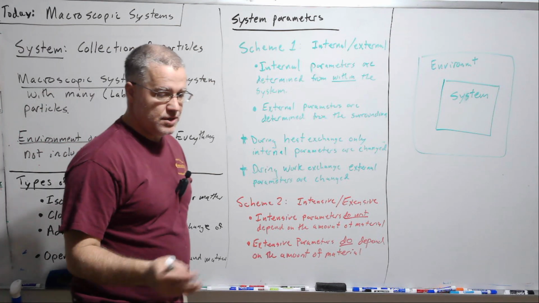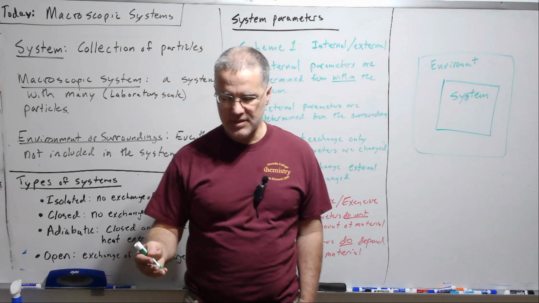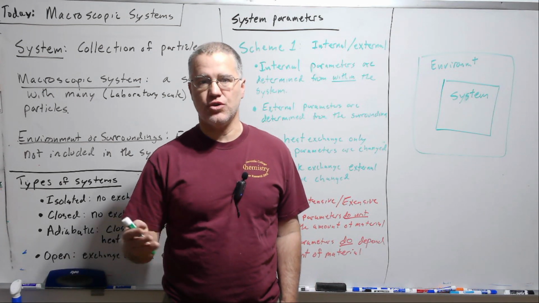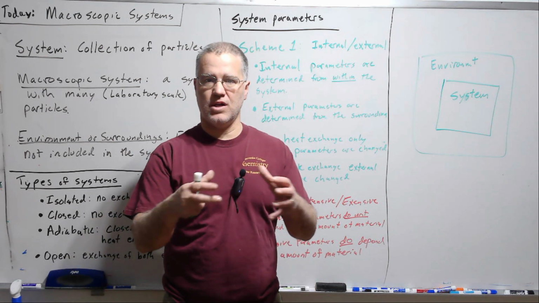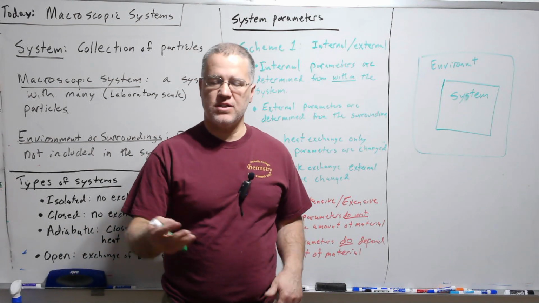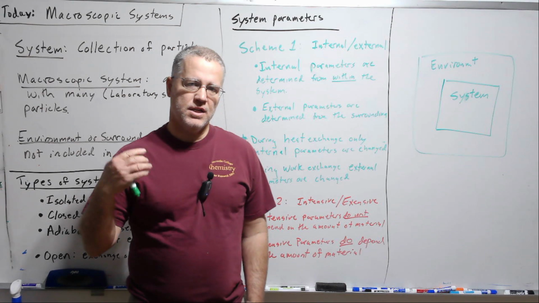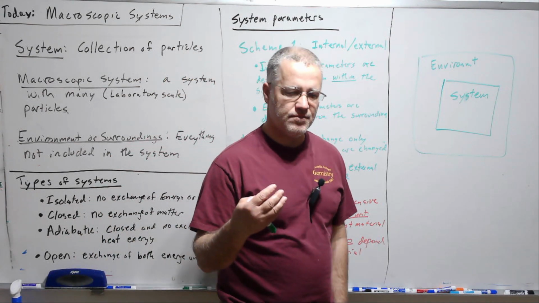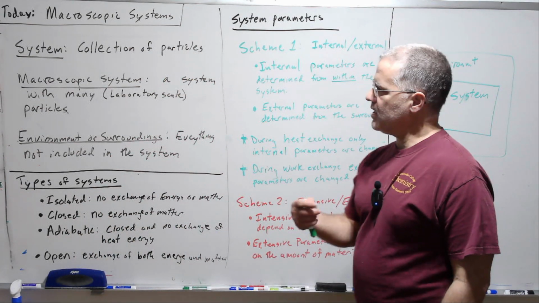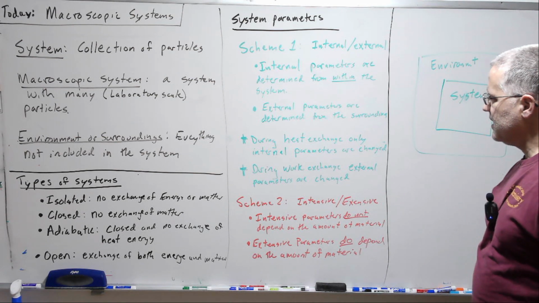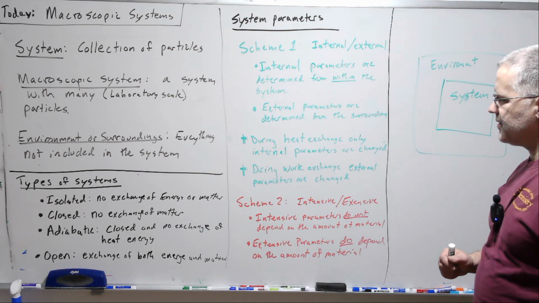Now there could be some choice there. For example, we have ice and water. Well, we could be looking at the water, we could be looking at the ice, or we could be looking at the ice and water system. So the system is partly defined by what it is you're looking at. Then everything else is considered the surroundings.